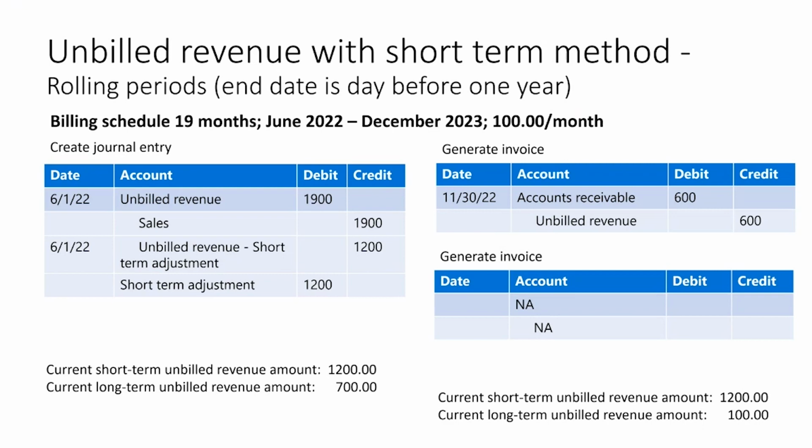And what it's doing is putting that $1,200 for my short term, which is the next year. So my short term unbilled revenue amount would be $1,200, and then the long term at this point would be $700 because I haven't billed anything. If I generate the invoice as of November, it does the standard accounts receivable and unbilled revenue, and doesn't do anything else because I'm still in that rolling period window. So my short term is still $1,200. My long term is now just reduced to $100 because I'm still in that 1 year.